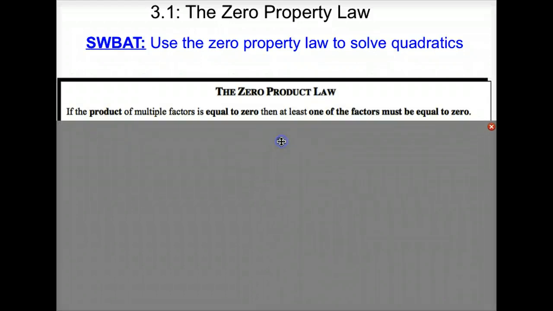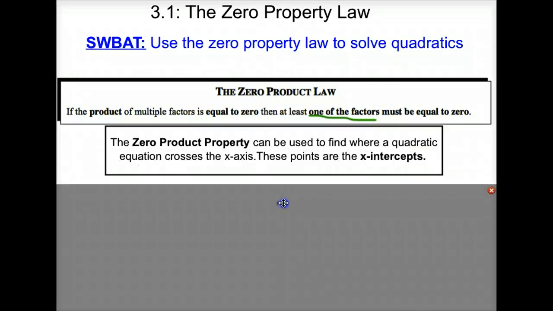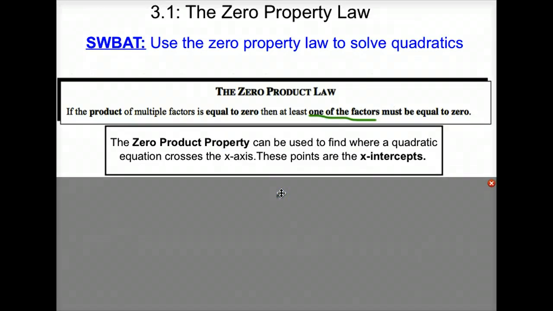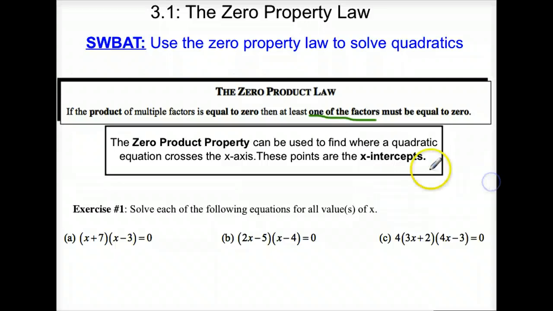The zero property law says if the product of any multiple factors is equal to zero, then at least one of those factors must equal zero. Keyword, at least one. The zero product property can be used to find where the quadratic crosses the x-axis, which is what we call the x-intercept. So let's see a few examples of how this works.